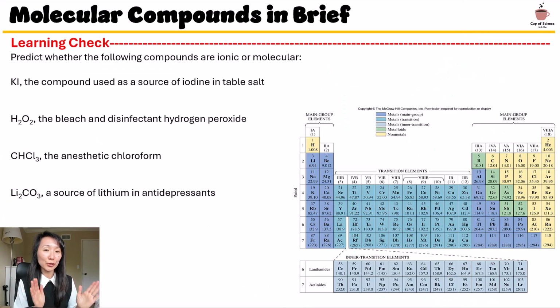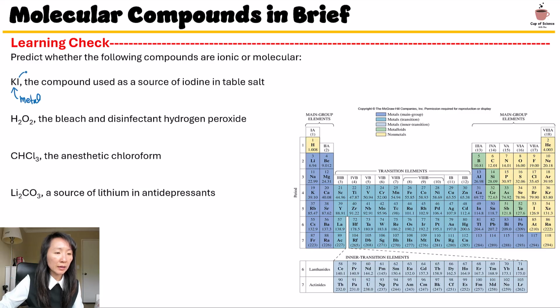So now let's do a learning check. Predict whether the following compounds are ionic or molecular. I'll do the first two and you do the last two. Here is KI. Potassium iodide is a compound used as a source of iodine in table salt. So we have our potassium here, and first you're going to identify whether it's a metal or a non-metal. So this is a metal, and iodine is a non-metal.